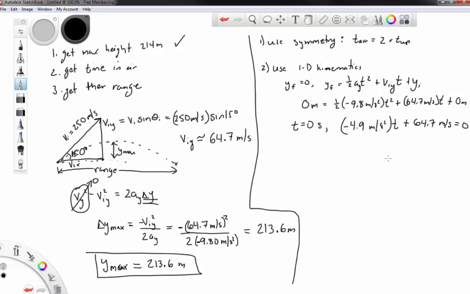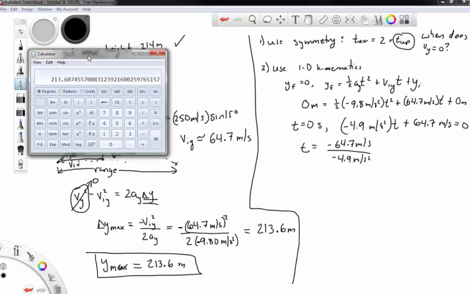In this case, once again, this is actually relatively easy to do because you're starting at 0, you're ending at 0. If you wanted to use the symmetry method, by the way, what you'd end up doing is basically you would solve for when is Vy equal to 0. And you get that time, and that's time up. You multiply by 2, and you've got the total time. Let's go ahead and finish solving it this way, since I've basically done all the work for it anyway. This right here looks like t equals negative 64.7 meters per second divided by negative 4.9 meters per second squared.